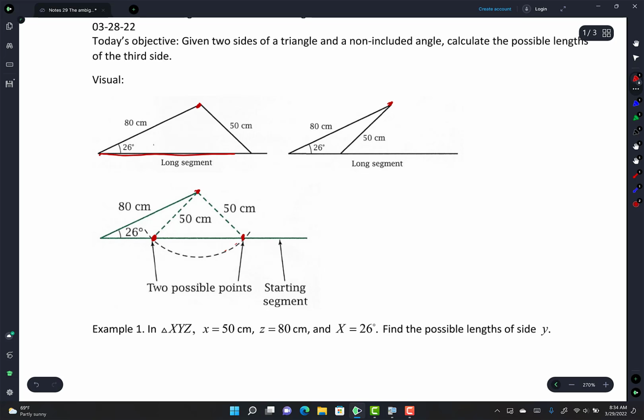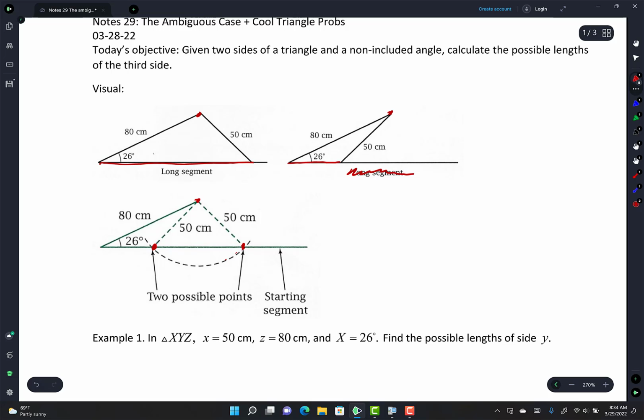of this triangle, the long segment, and we're going to figure out what this length is. And I know it says long segment there. That's because of that line there. So we're going to figure out those two lengths. You know what I mean, guys?